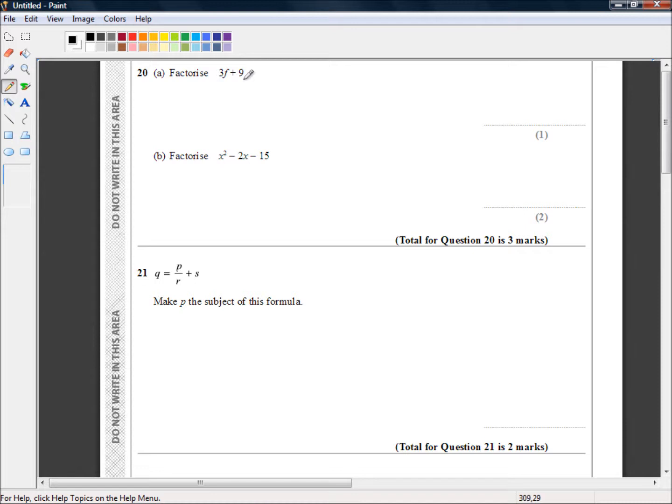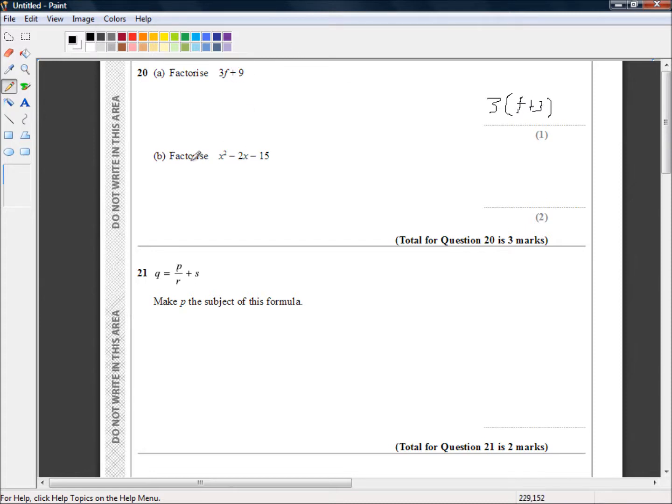Well, the common factor there is clearly 3. And if we pull the 3 out, we're left with F plus 9 divided by 3 is 3. F plus 3. That doesn't look much like an F, so let's try and make it look a bit more like an F. There we go. Okay, if you want to quickly check that in your head, 3 times F is 3F, plus 3 times 3 is 9.